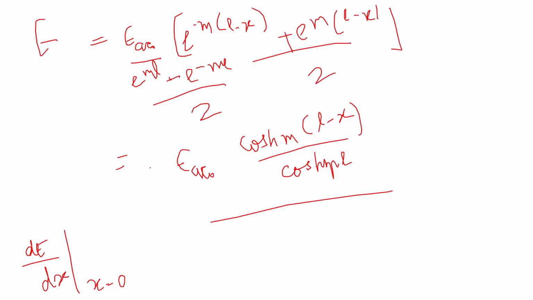So this is the equation. You will have to differentiate it with respect to x first and then substitute x equal to 0. You can expect a question where you're asked what is the potential gradient at the electrode surface.